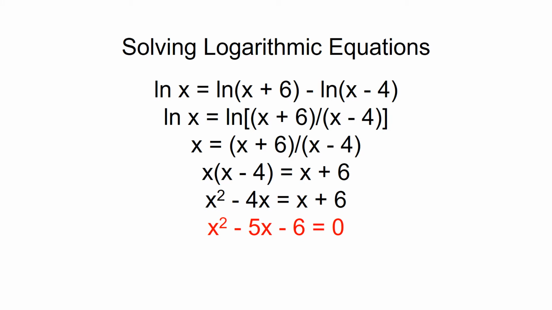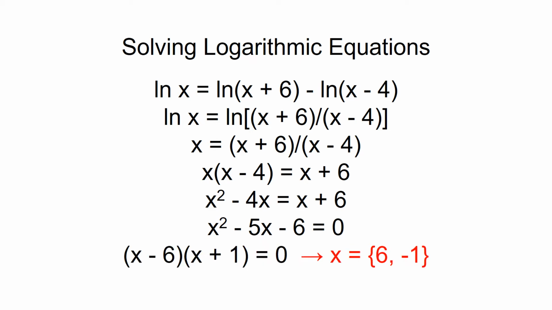Use the distributive property to get x squared minus 4x on the left side. And then we can move the terms that are on the right side to the left side, simplify, and we have a quadratic equation. We can factor this equation. And when we do, we find that x can be either 6 or minus 1. But now we have to go back to the original equation and decide whether these values can work or not. Are they acceptable? Can they go into the log functions?